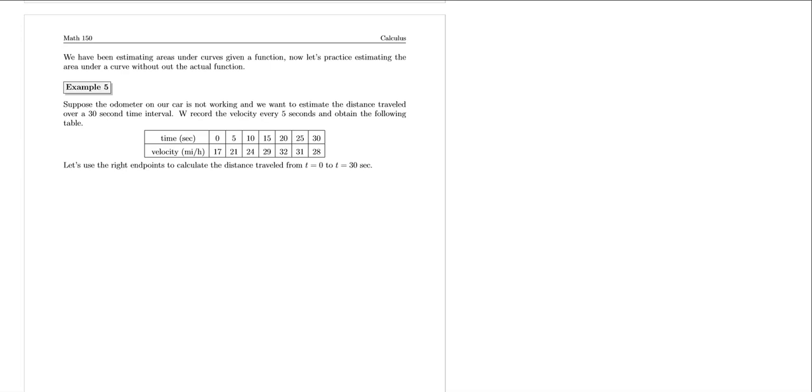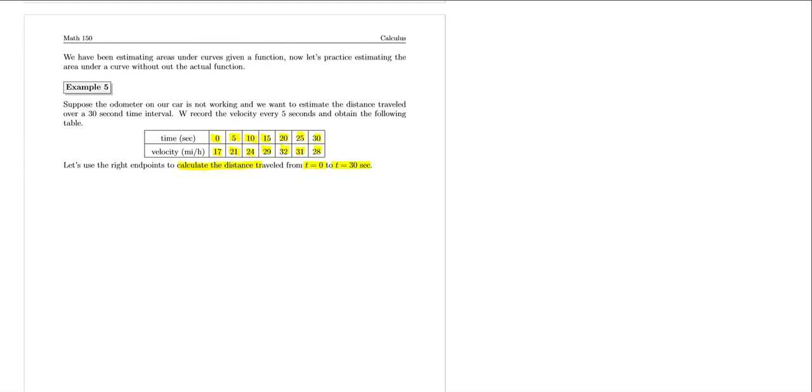Let's say that the odometer in our car is not working, but we still want to estimate the distance that was traveled over a 30-second time interval. Now let's say that we record the velocity every 5 seconds and obtain the following table. So at 1 second, when we first start our counter, the velocity that we were traveling at was 17 miles per hour. At 5 seconds, we're traveling at 21 miles per hour, 10 seconds, 24, and so forth. Okay, so with this information, let's see if we can use right endpoints to calculate the distance that was traveled as you went from 0 to 30 seconds.